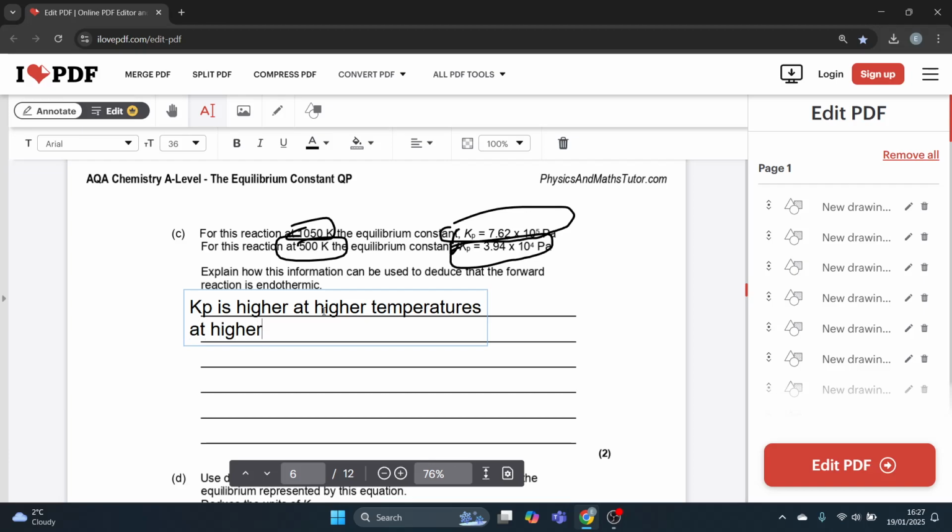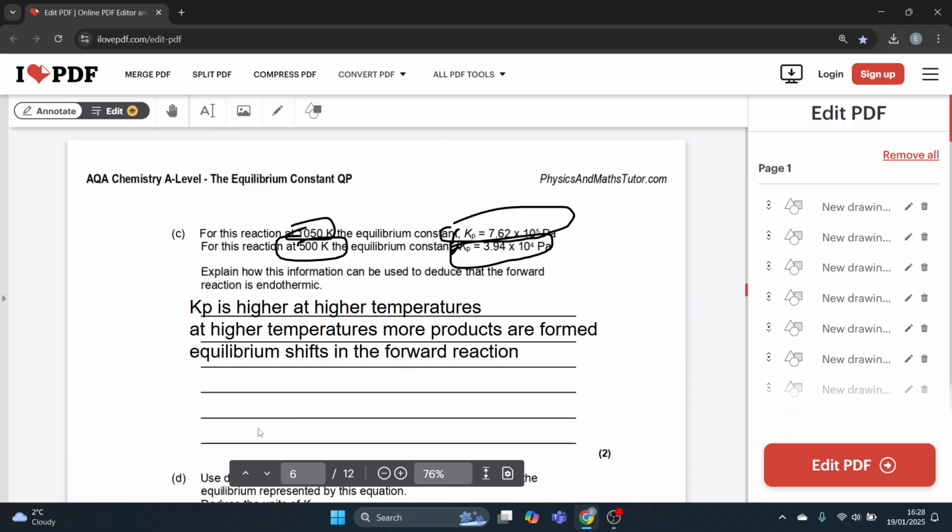Reason being, at higher temperatures, more products are formed, equilibrium shifts in the forward reaction as more products are formed.